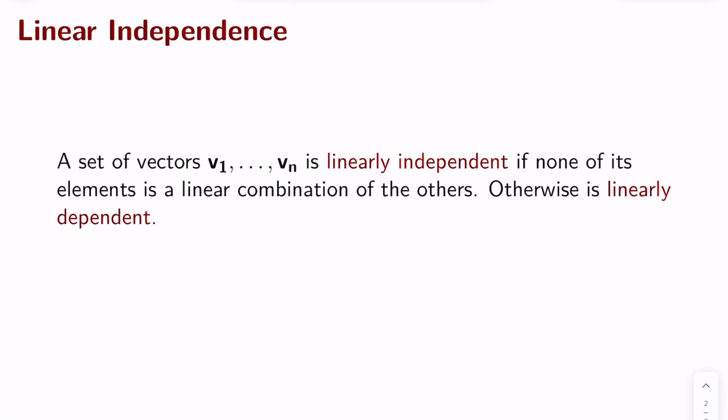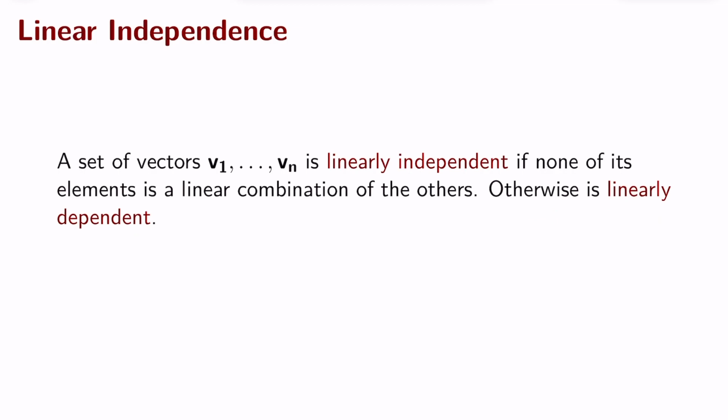Let's define now what is linear independence. This is going to be one of the most important concepts in linear algebra, the linear independence of several vectors. So we are going to say that a set of vectors is linearly independent, or LI, if none of its elements is a linear combination of the others. So none of the vectors in the set can be written as a linear combination of the others. If that happens, then the vectors are independent. Otherwise, they are linearly dependent.